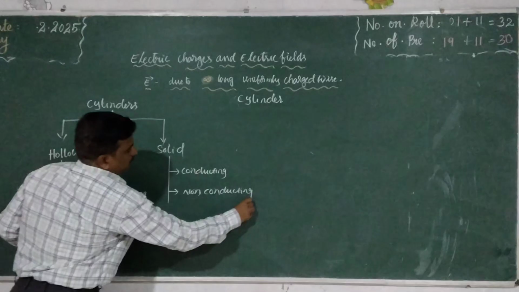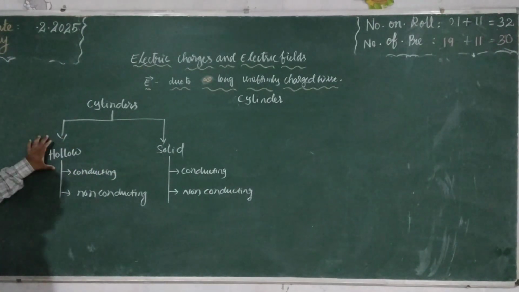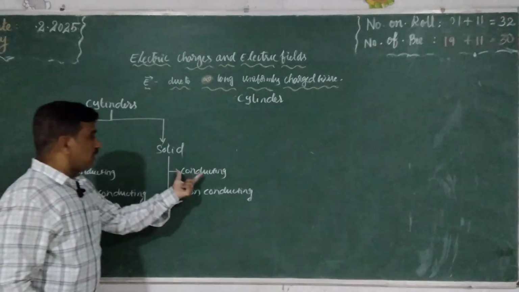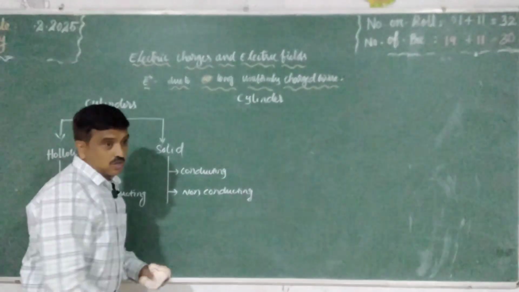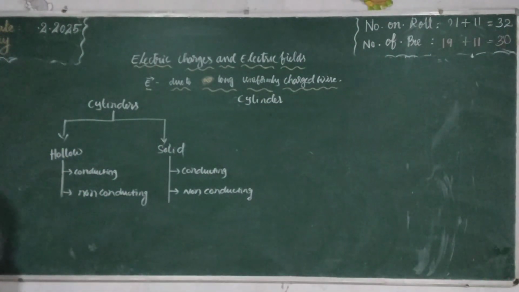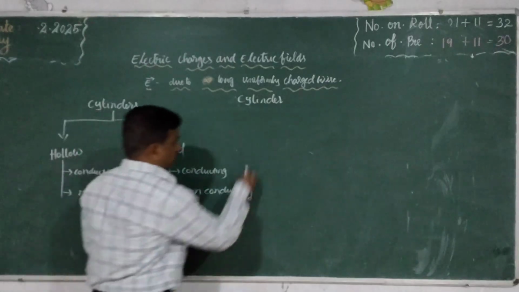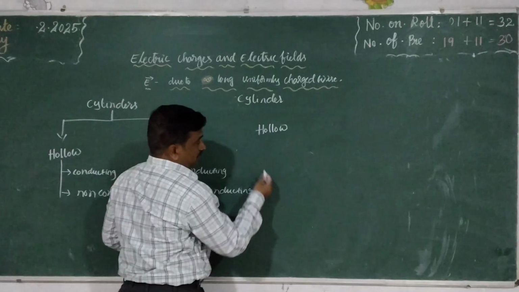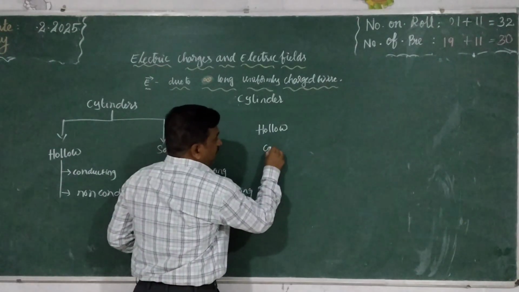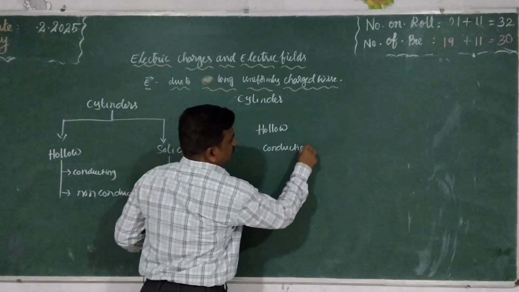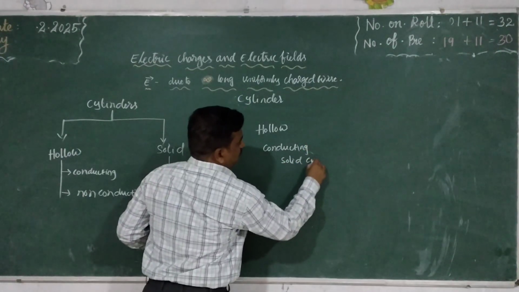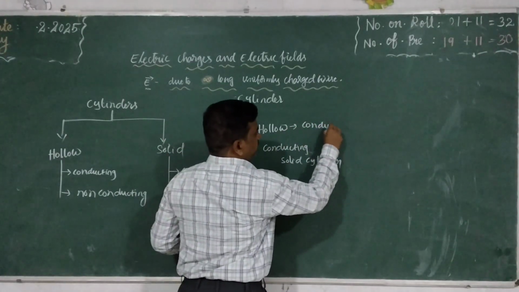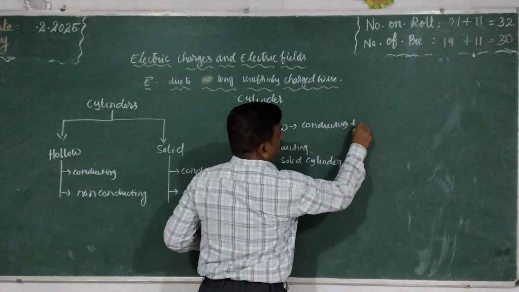So in cylinders, hollow or solid, we have conducting and non-conducting types. First we discuss the charge distribution in these cylinders. For example, here we have a hollow cylinder and one more, a solid cylinder. A conducting solid cylinder, and hollow, conducting and non-conducting.